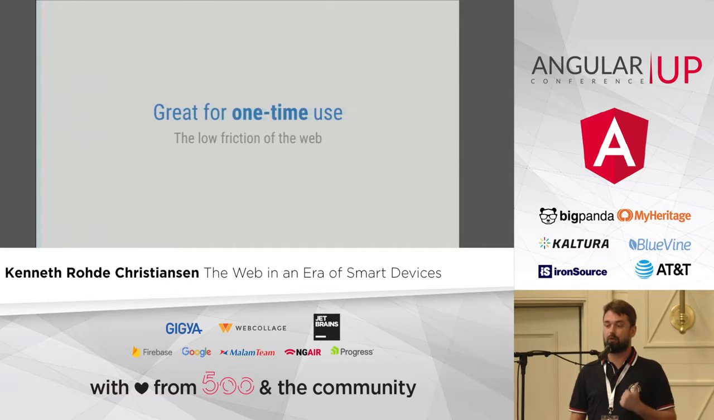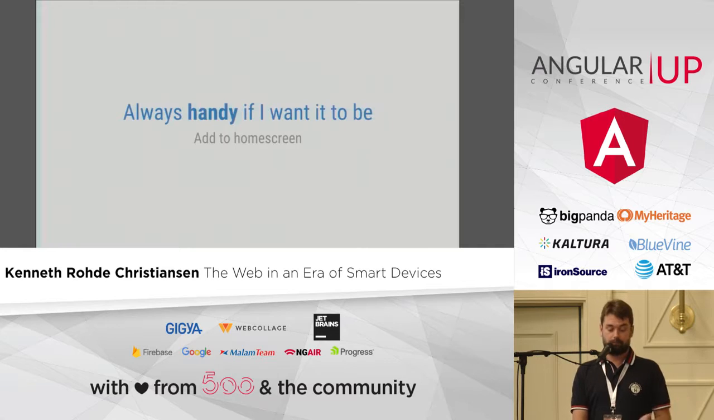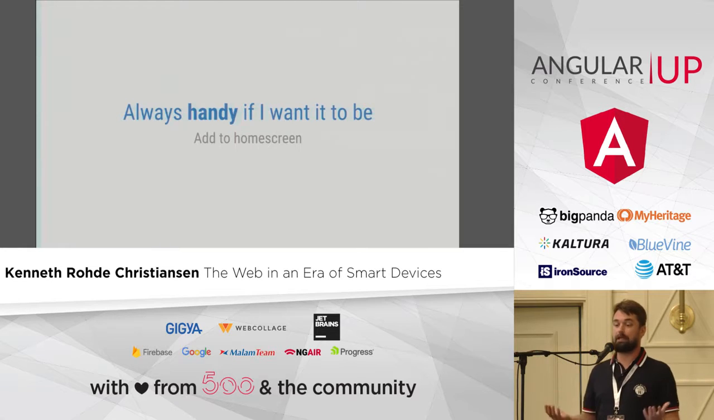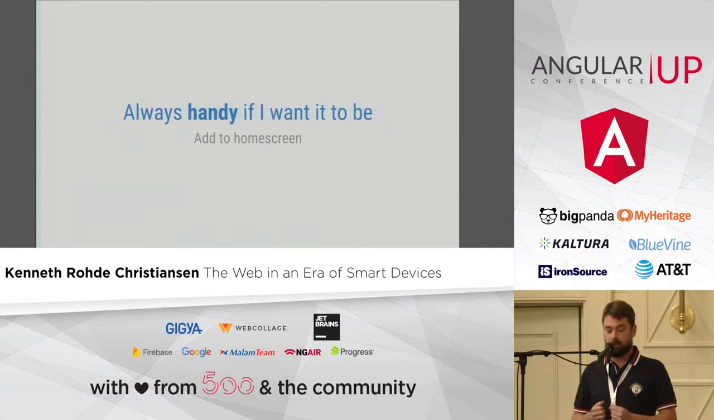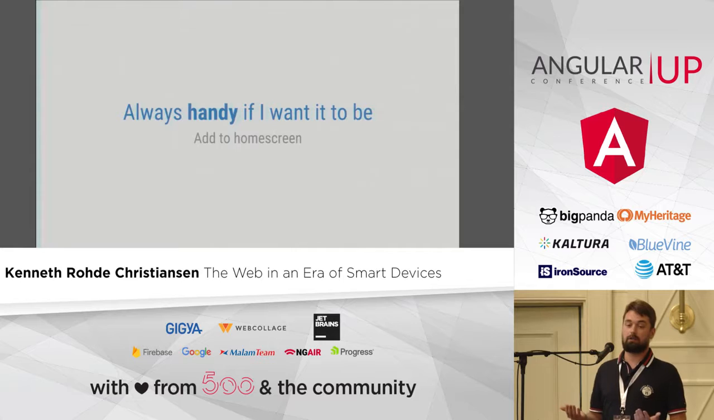So the web is really great for one-time usages. Like I was talking about before, flying to San Francisco, trying to pay for parking, needing an app for that. It's a one-time experience, so the web has this really low friction. Type in the URL, and there you are. They can also be handy whenever you need them. With progressive web apps, you can have this icon added to your home screen, and it's always there if you use it on a daily basis, like to turn on the light. And that is really important in some markets.